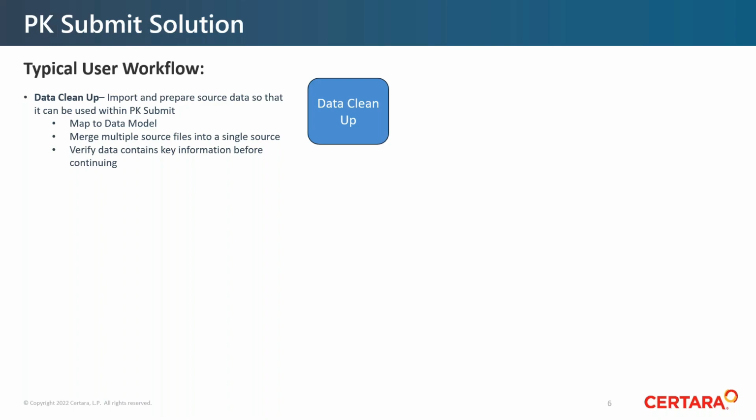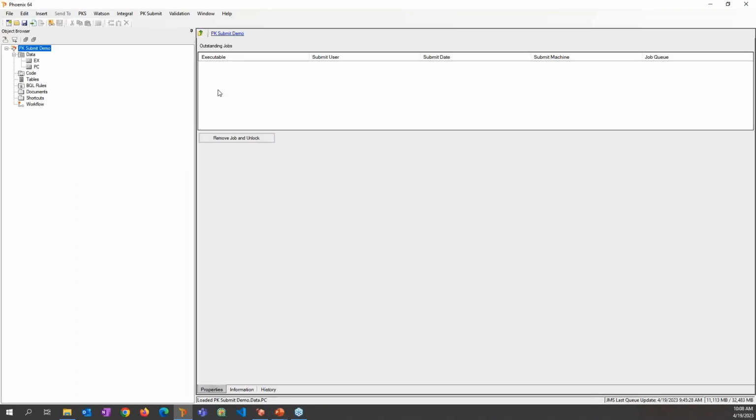And then especially, if we need to make sure that the data that we were sent contains what we need, there's some data validation checks in place that can help with that. So now what I'd like to do is switch over to PK submit, just to show you what we mean by that when we're cleaning up the data.